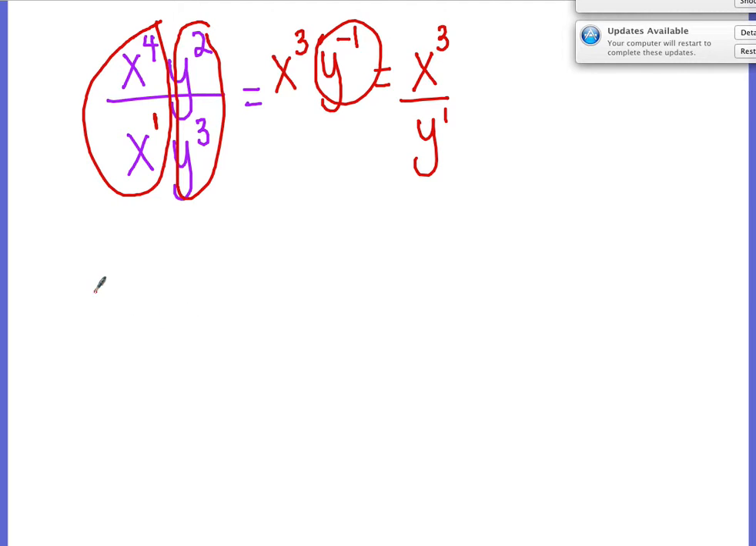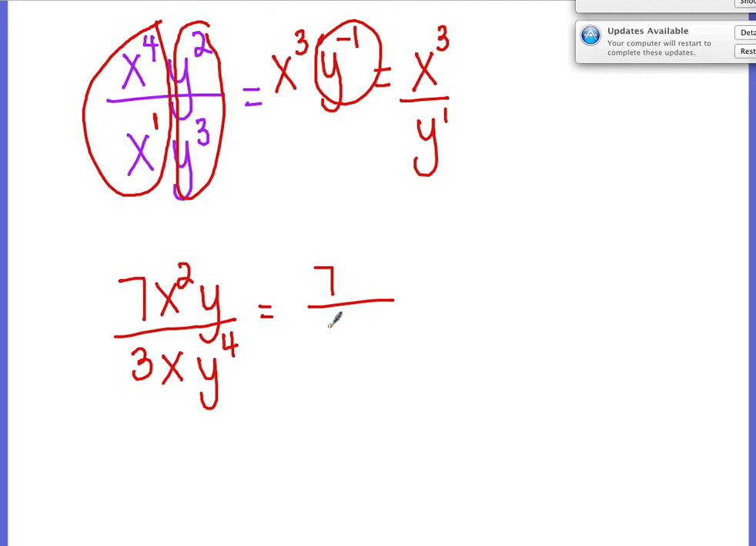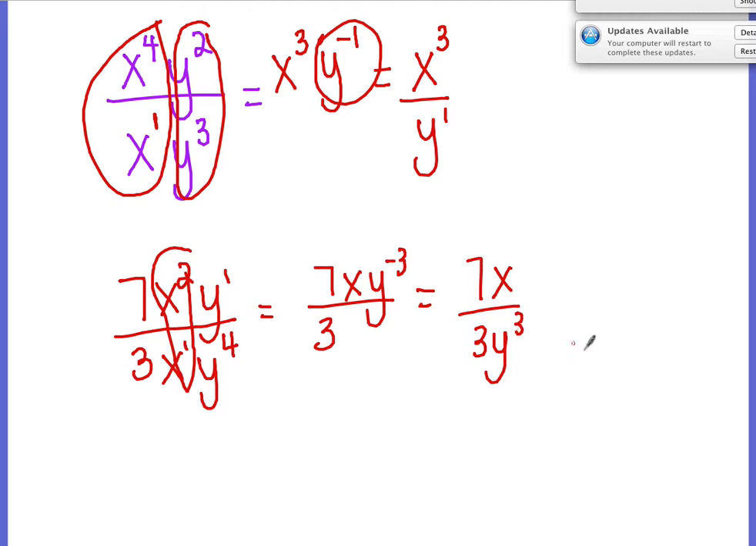Now you might have some examples where there's a lot more going on. So let's say you have 7x squared y over 3xy to the 4th. That's 7 over 3. It's regular division. I can't reduce that. x squared and x, 2 minus 1 is just positive 1. And here, 1 minus 4 is a negative 3. So when I rewrite this with my positive exponents, this is what my answer would look like.